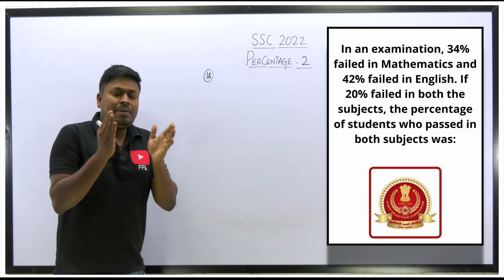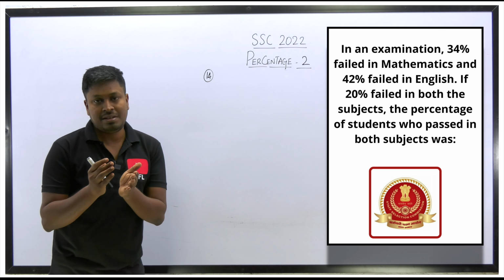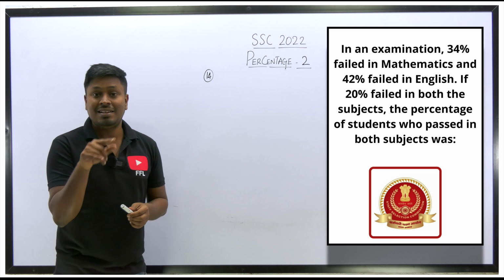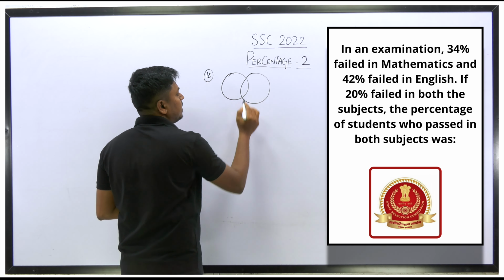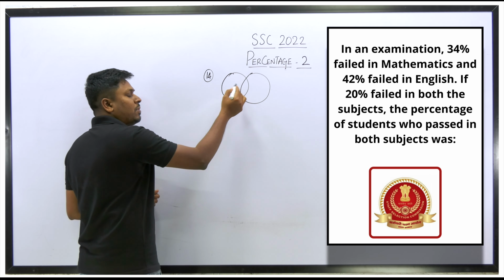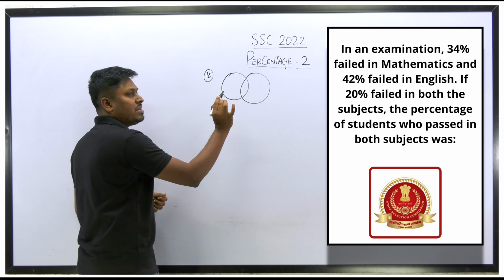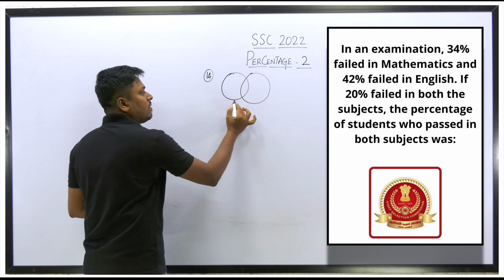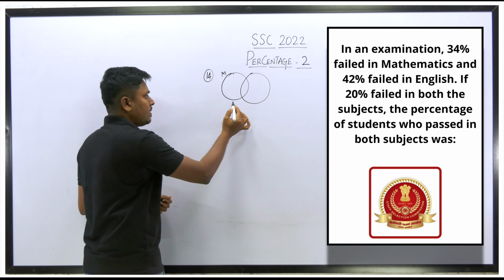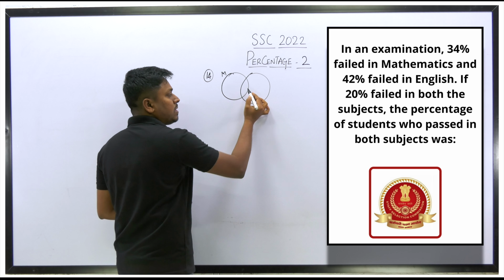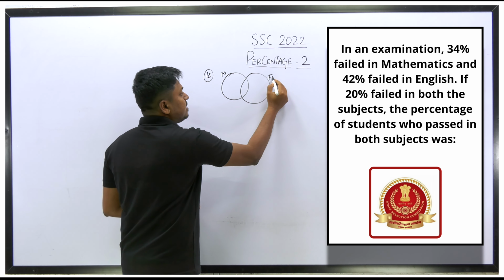Always, 50% of mark-based questions can be solved by using set theory, by drawing a diagram like this. I hope I have taught you this in the percentage topic. By drawing this diagram, it is easy to solve the question. So let me take the total number of students who failed in mathematics as this circle. Similarly, this will be the total number of students who failed in the English subject, right?